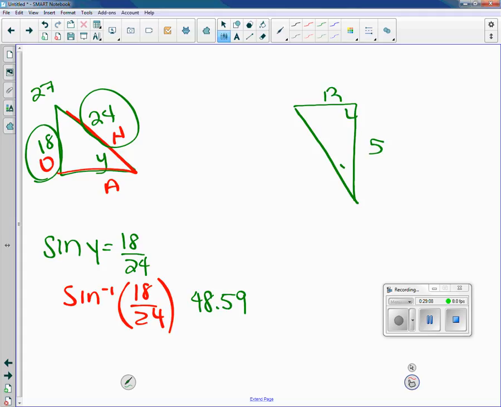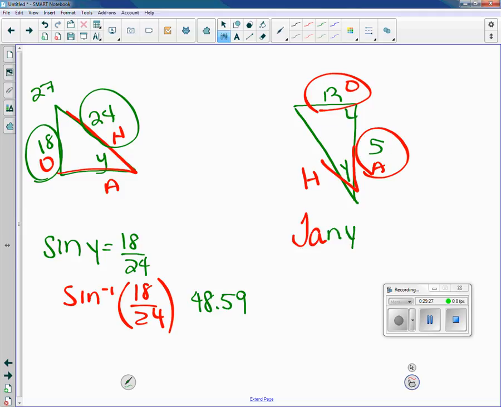And 28. 12, 5, y. Here's my angles. I have a value for O and A. Which one uses O and A? Andy, are you with me? Uh-huh. Tangent of y is equal to 12 over 5. Tan inverse, 12 over 5, is 67.38.